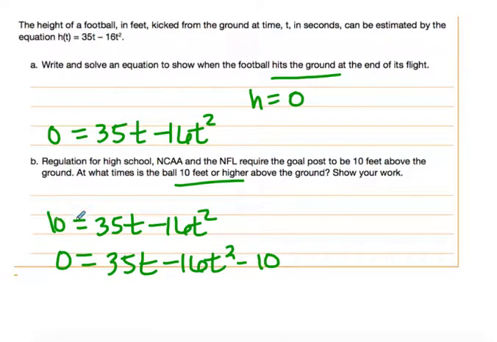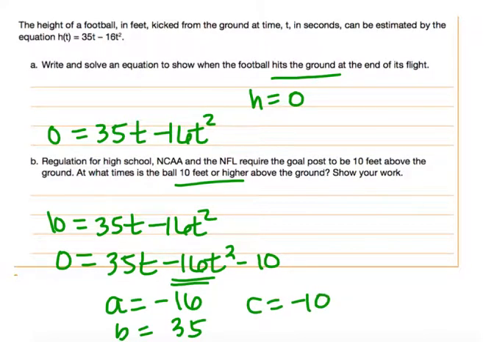Subtract the 10, sorry. And then this one is a little bit tricky because A would be the negative 16, so just be careful. It's in front of the T squared. B would be the 35, and C would be the negative 10. You would solve for that, and that would give you the 2 times where it's 10 feet. Reread the question. It says, at what times is it higher than 10 feet? Okay.